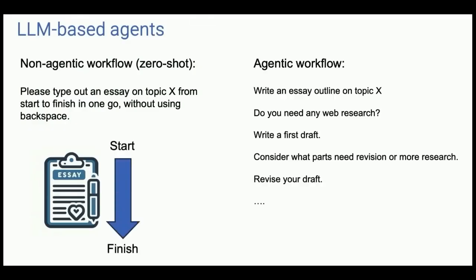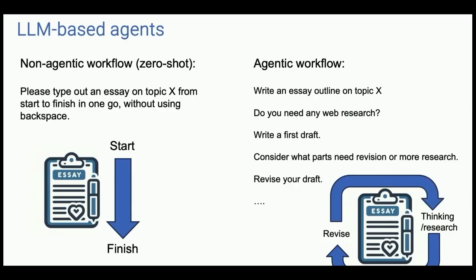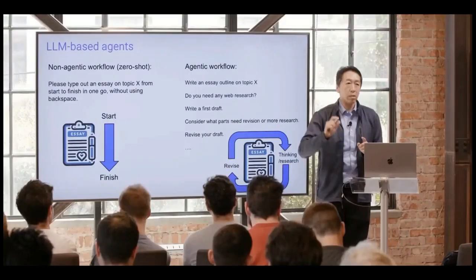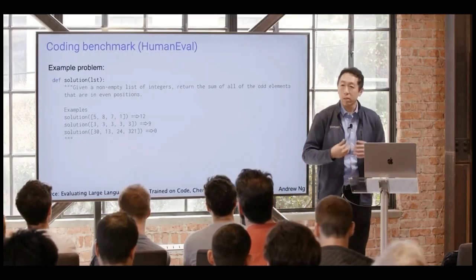In contrast, with an agentic workflow, this is what it may look like. Have an AI, have an LLM, say, write an essay outline. Do you need to do any web research? If so, let's do that. Then write a first draft, and then read your own first draft and think about what parts need revision, and then revise your draft, and you go on and on. And so this workflow is much more iterative, where you may have the LLM do some thinking, and then revise this article, and then do some more thinking and iterate this through a number of times. And what not many people appreciate is this delivers remarkably better results. I've actually really surprised myself working with these agent workflows.